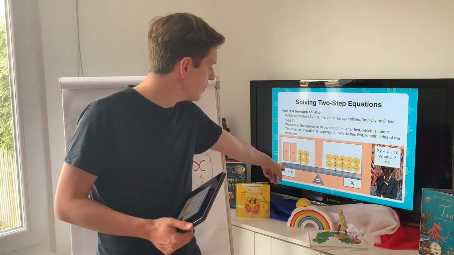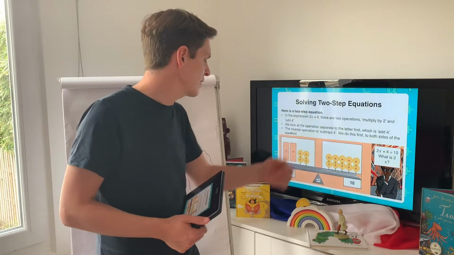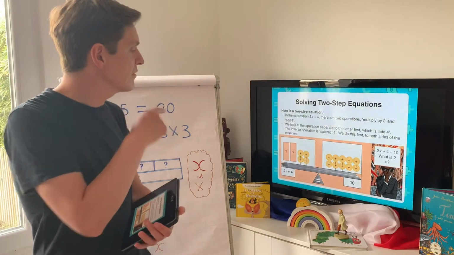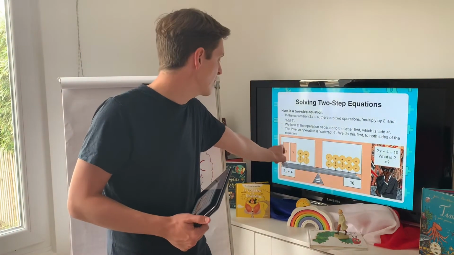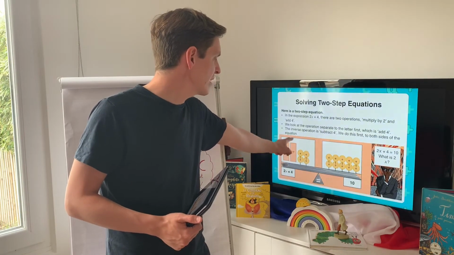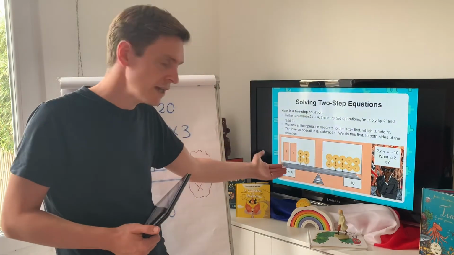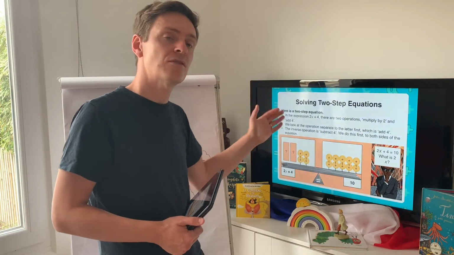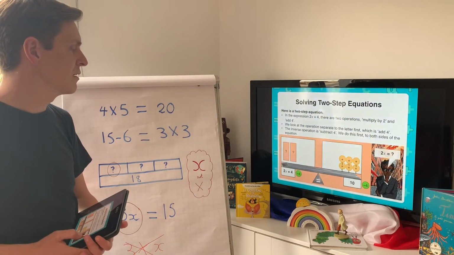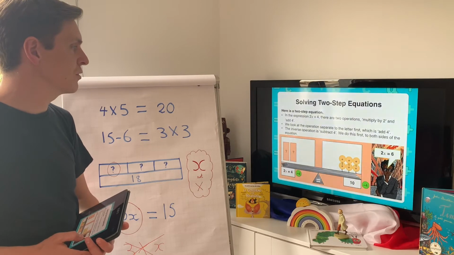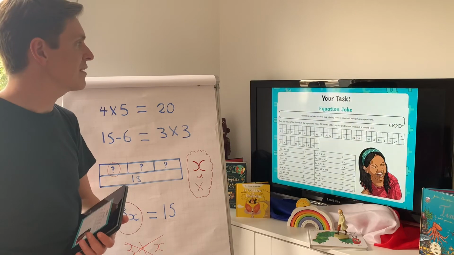We do this first to both sides of the equation. I've got a plus 4 here, so to the other side I'm going to take away 4. 10 take away 4 is 6. Then I've got 2x here, so the two bars need to represent 6. Because I've got multiplication, I'm going to do the inverse again, and divide 6 by 2 to give me 3. So we do our subtraction first, and then 2x is equal to 6, so therefore x is equal to 3. Nice and easy.